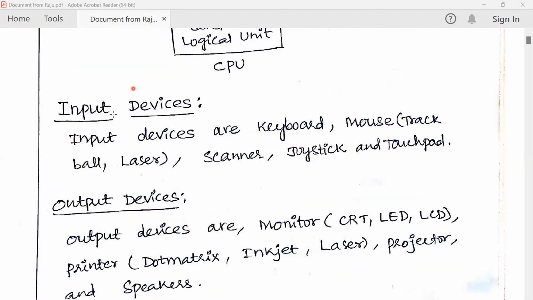In the input devices, we have keyboard, mouse, scanner, joystick, and touchpad. Input devices are used to give the input. The first one is the keyboard, the second one is the mouse. In the mouse, again we have trackball mouse and laser mouse, and next we have scanner, joystick, and touchpad. These are called input devices.